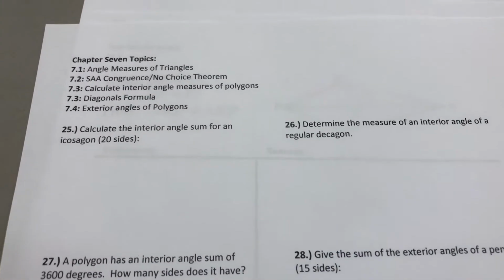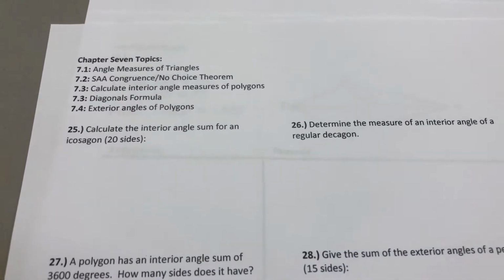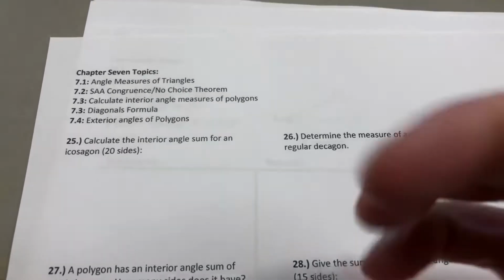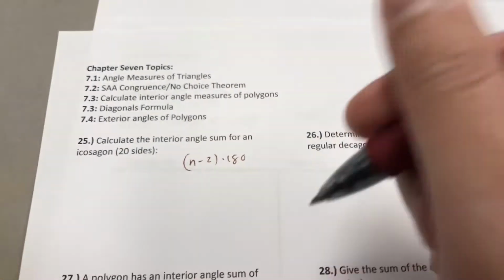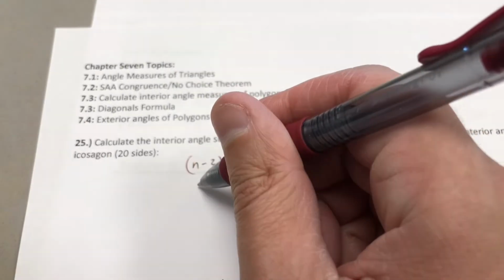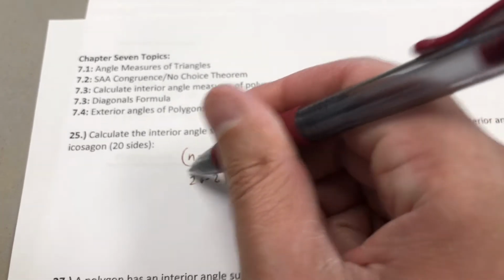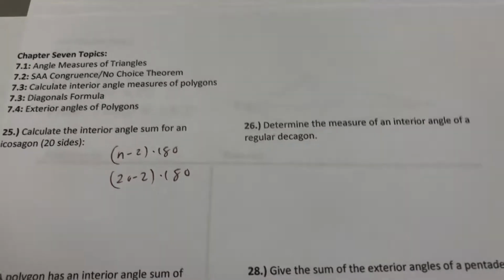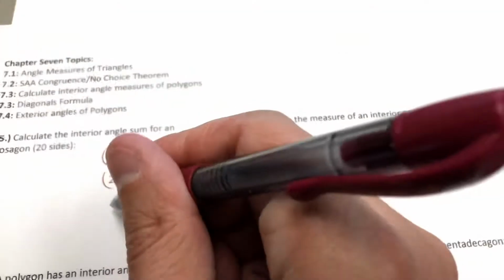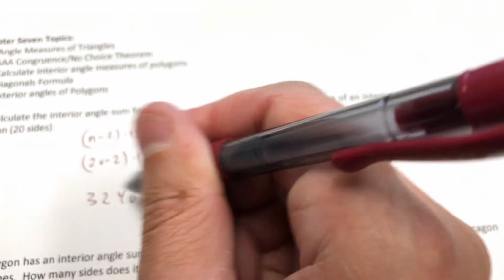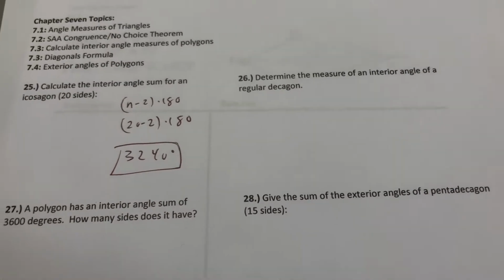All right, we've got these polygon angle measure problems. Interior angle sum for an icosagon. The interior angle sum formula is number of sides minus 2 times 180. An icosagon has 20 sides, so we're taking 20 minus 2, which is 18, times 180. That was not one I can do in my head. That is going to be 3,240 degrees for the final.